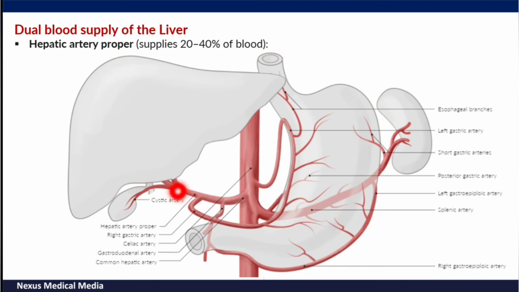So the hepatic artery proper will divide into a right and left hepatic artery, supplying the right and left lobes of the liver, and the right hepatic artery will give the cystic artery for supplying the gallbladder. So the hepatic artery proper comes from where? We can say it's more like a terminal branch of the common hepatic artery.